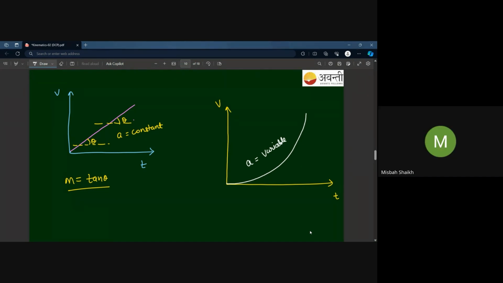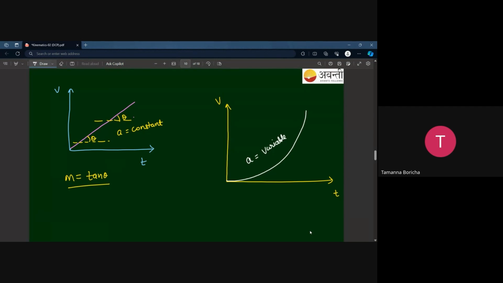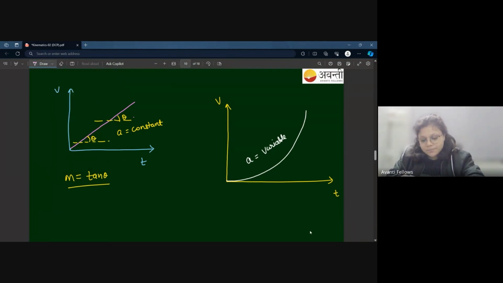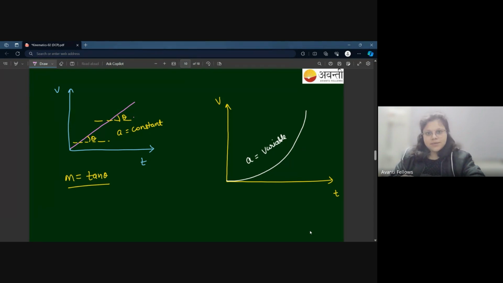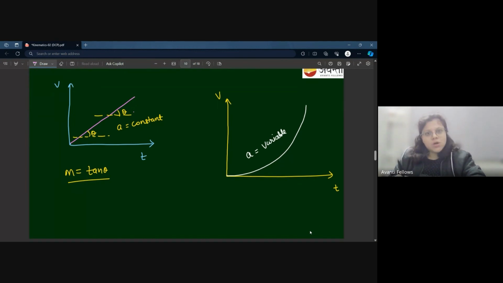Acceleration will increase. What beta? Yep, it is increasing, because the slope is increasing in nature. There's one more concept which is associated with acceleration, and that is negative acceleration. Negative acceleration is known as retardation.